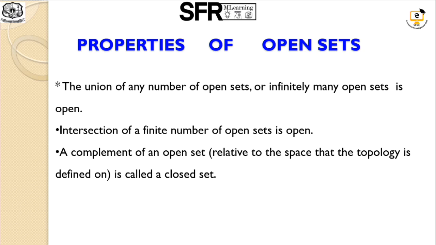Note that the intersection of an infinite number of open sets in a metric space need not be open. For example, consider R with the usual metric, and let A_n equal (-1/n, 1/n). Hence, A_n is an open ball in R for all n, but the intersection of all A_n is the set {0}, which is not open in R. Hence, the intersection of an infinite number of open sets in a metric space need not be open.